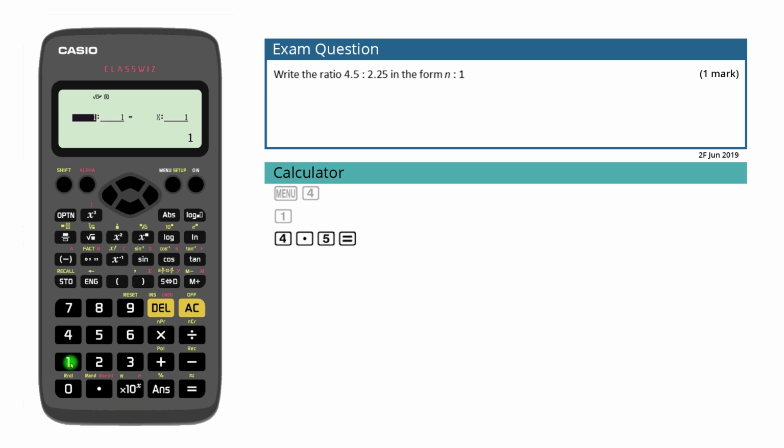We're then going to start with the known ratio and enter 4.5 and press equals. Now onto the second number, which is 2.25, and press equals, and you'll see the calculator moves to the second ratio. We'll enter 1 from the question and then press equals. Lastly, we can solve the ratio by pressing equals. The calculator displays the answer 2 for the unknown number n, which the calculator labels as x. We now have the final answer of 2 to 1.